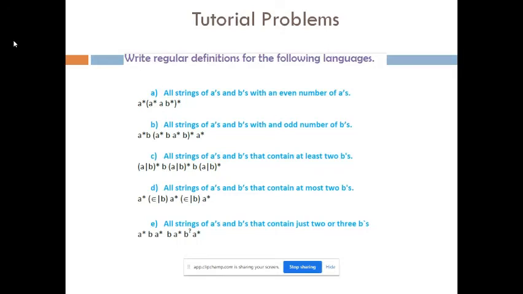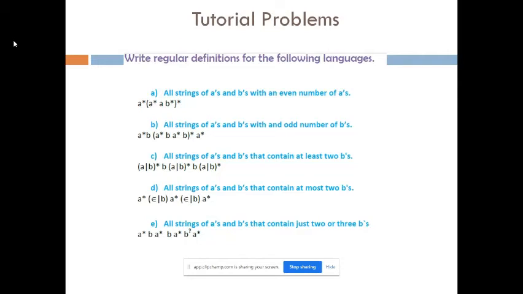Write the regular definition for the following languages, that is, all strings of A's and B's with an even number of A's. The answer for this is (A* AB*)*. And the second question is all the strings of A's and B's with an odd number of B's. The previous question was even number of A's. Now we are going to do odd number of B's.